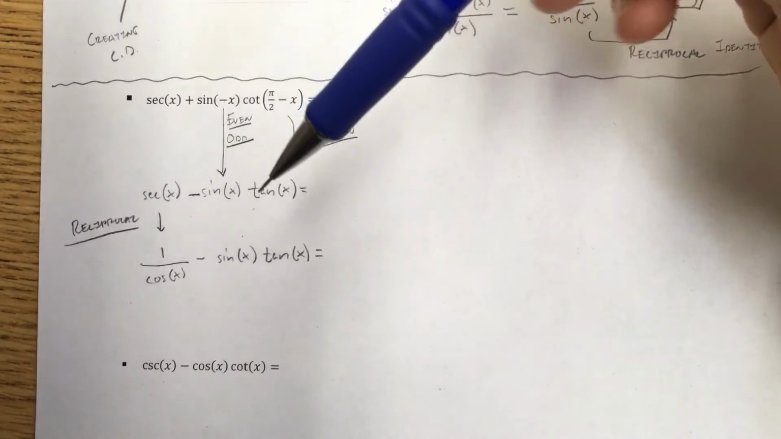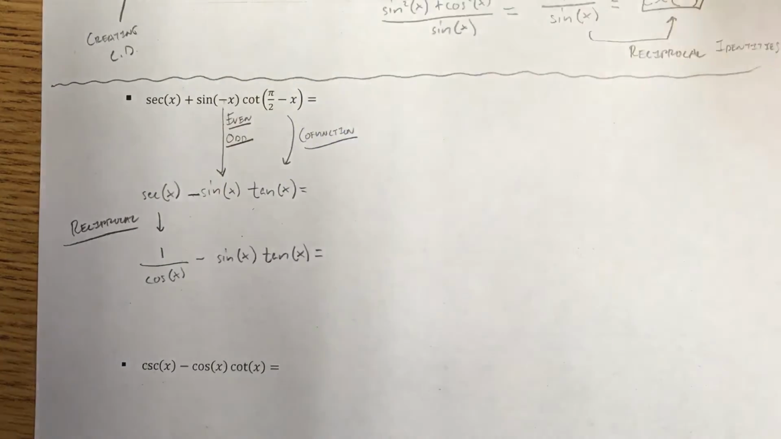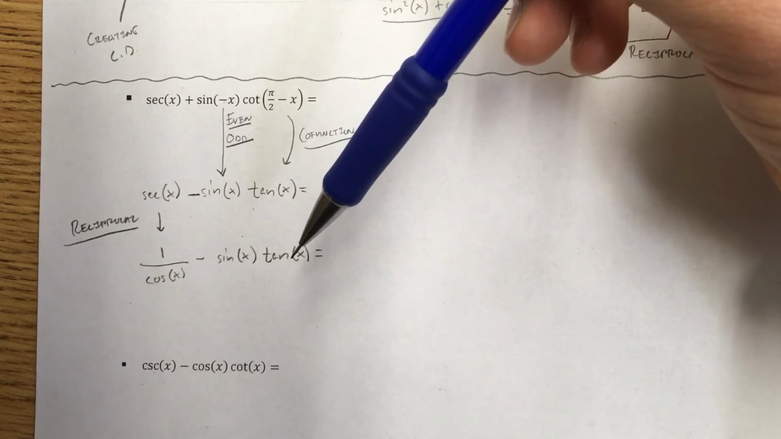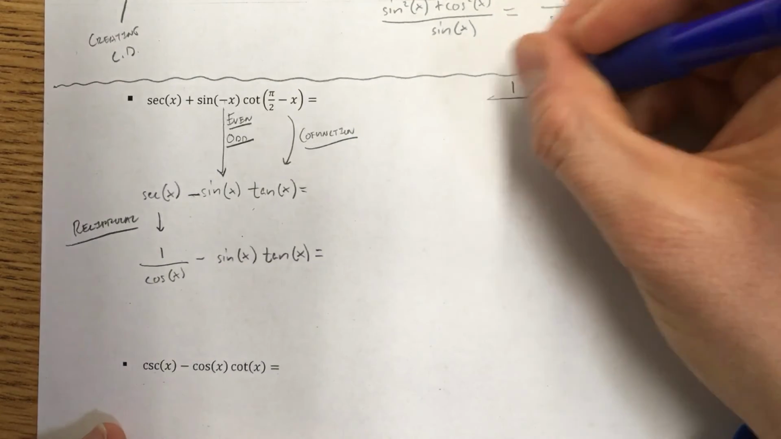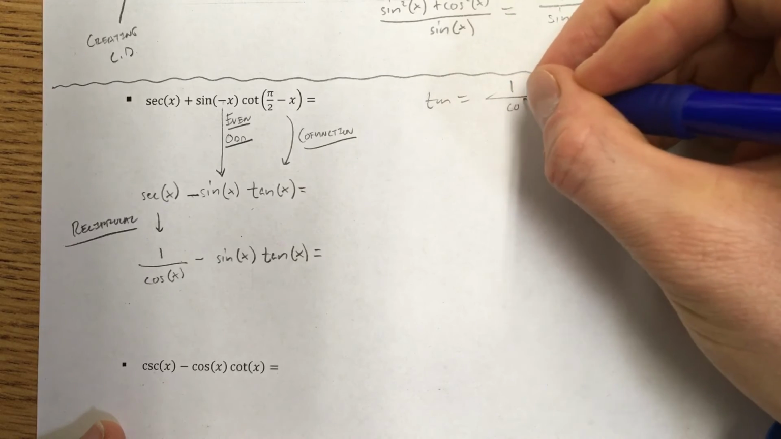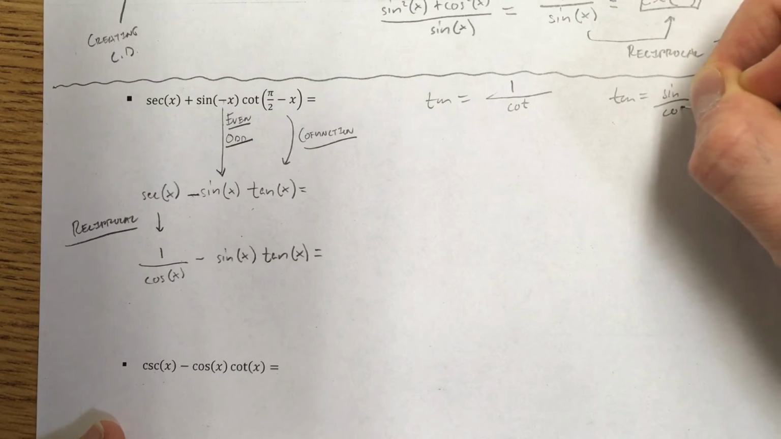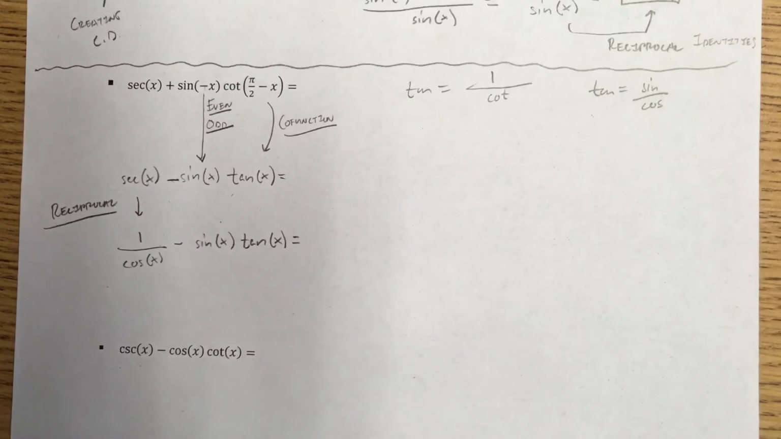So I see that I have cosine in the denominator here. I have it in terms of sine. Now the thing is, I can turn tangent into a couple things. I can turn tangent into 1 over cotangent, or I can turn tangent into sine over cosine.